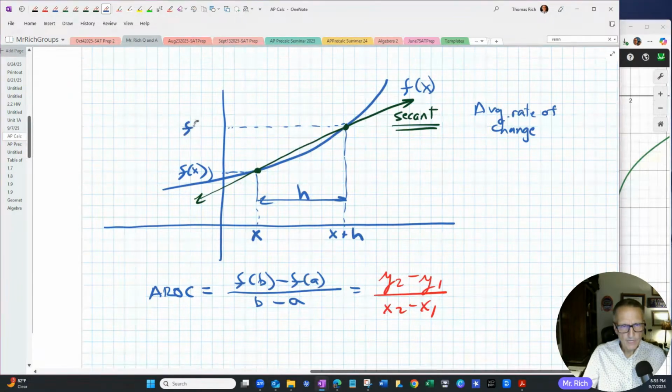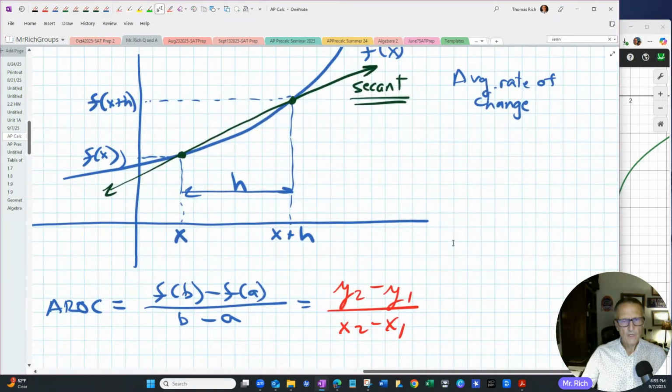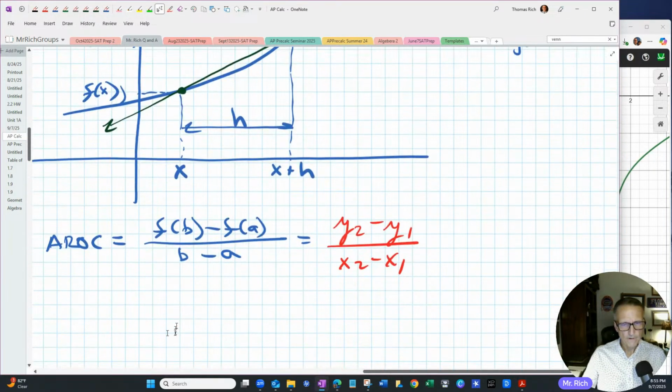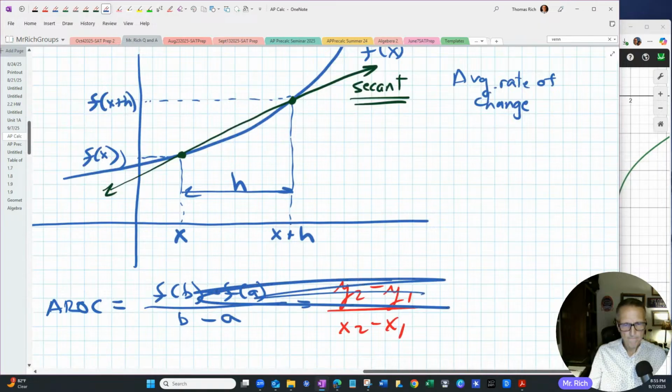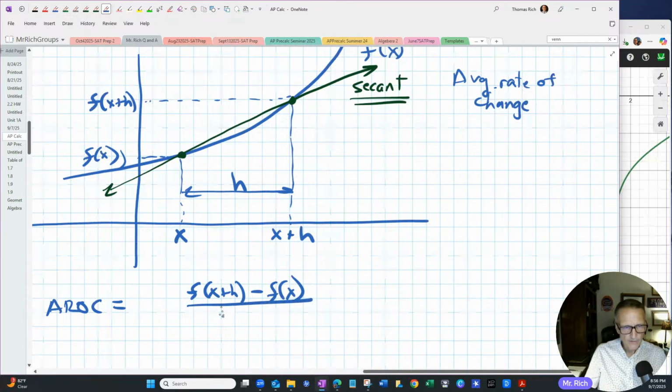And this one is going to be f of x plus h, like that. And then what I'm going to do is write now the average rate of change with that nomenclature right there. So I'm going to go ahead and wipe this out. And you would agree with me that this would be f of x plus h minus f of x, all over the difference between the two x values, right? Here's my rise, the difference here, and the difference here would be x plus h minus x.